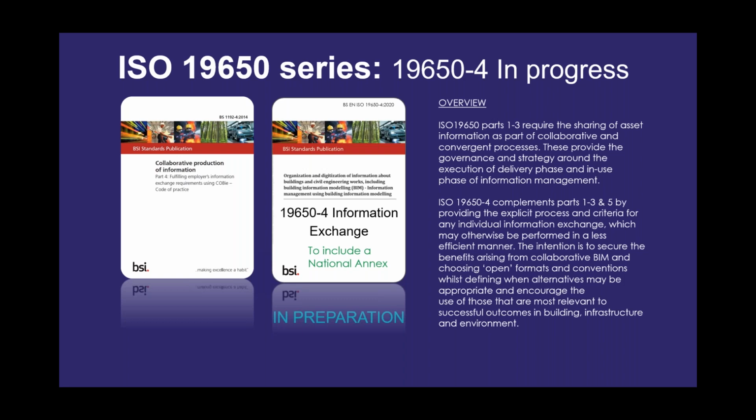So the 19650 Part 4 is providing, or aiming as we develop this, to provide the explicit process and criteria for any individual information exchange throughout that whole life, so that it can be performed in an efficient manner, but in a secure way. You know, looking at open formats and conventions, and being able to encourage the use of information exchanges which will be supportive of successful outcomes in the building, infrastructure and environment sectors. So a lot of work still to be done on that.